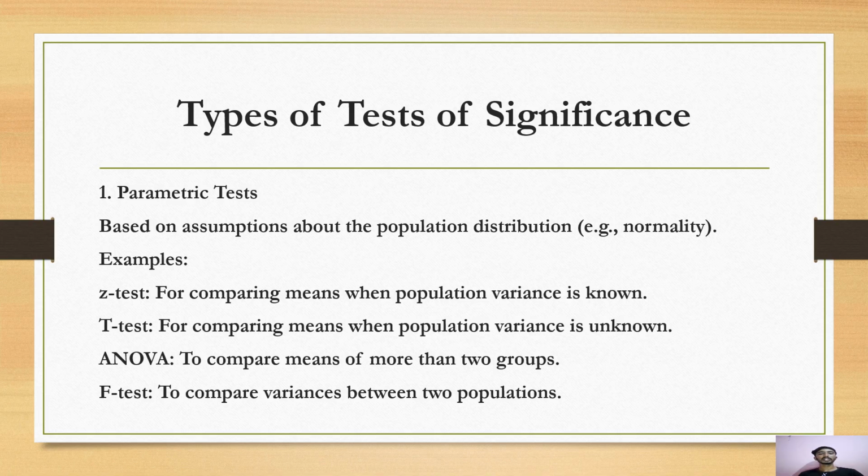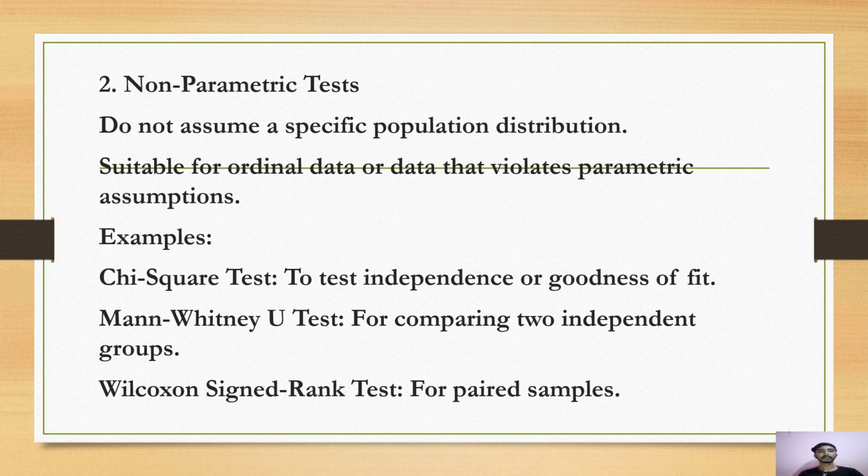The next is ANOVA test, which is used to compare means of more than two groups. The last test is F-test. It is used to compare variances between two populations.